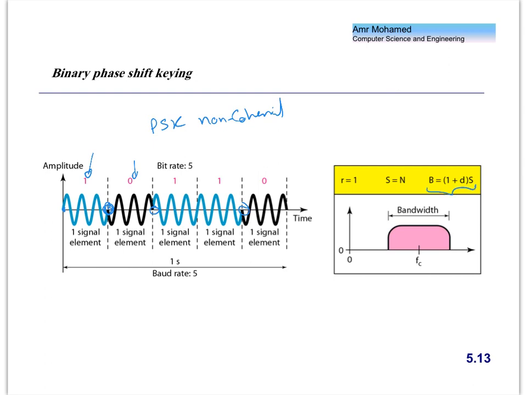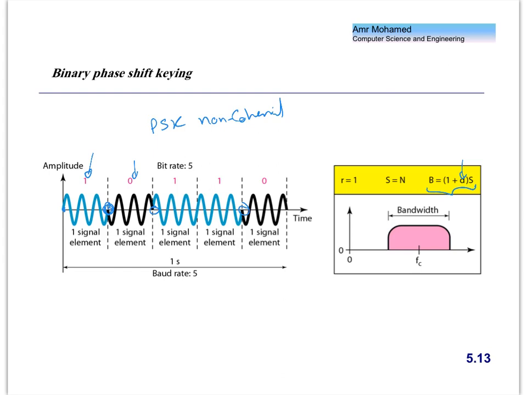So although the bandwidth is still the same because we have the same frequency, so the sine wave itself has a fixed frequency, right? But the D factor typically is higher in the case of phase shift keying. But again, it's not double. So still here the bandwidth is 1 plus D times S, which is good. So it's similar to ASK, but typically D will be slightly more.